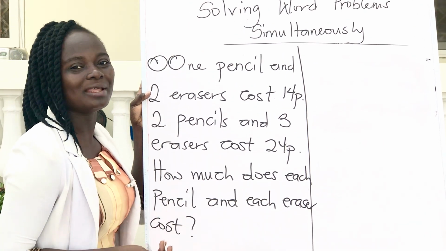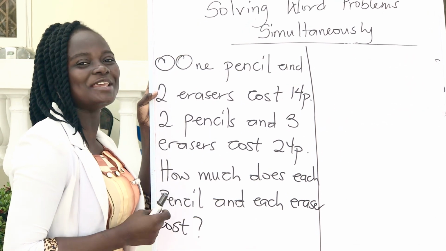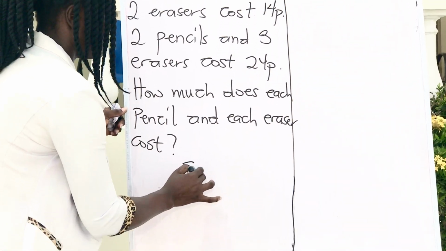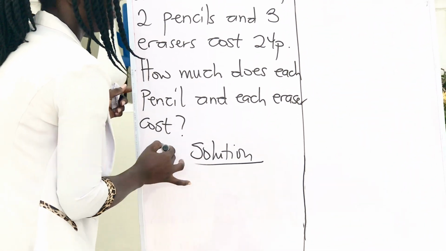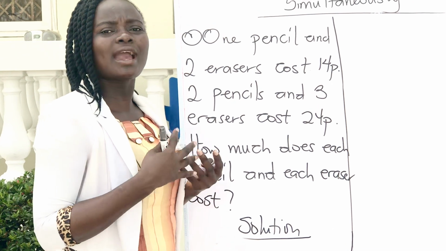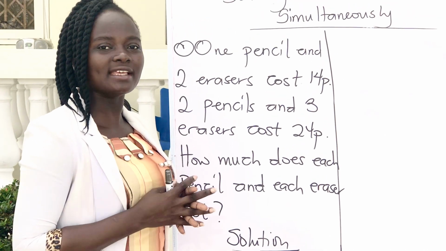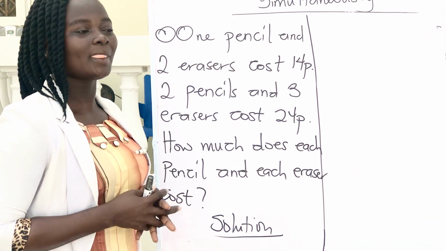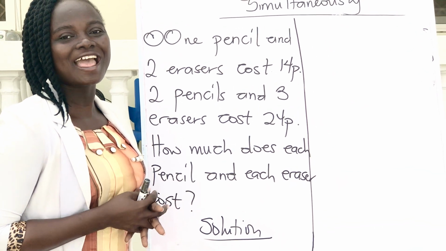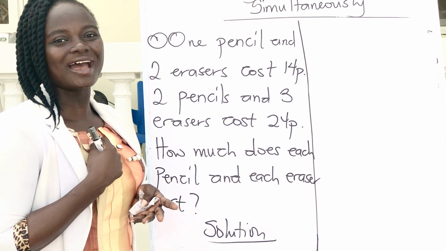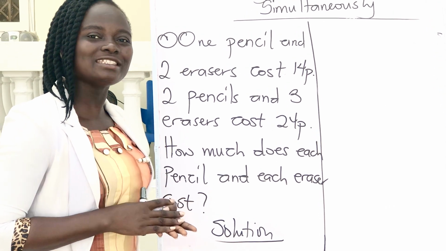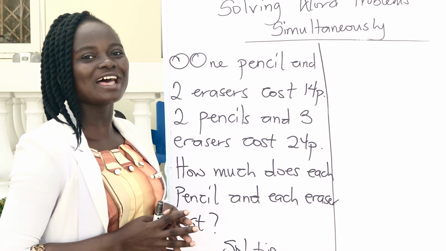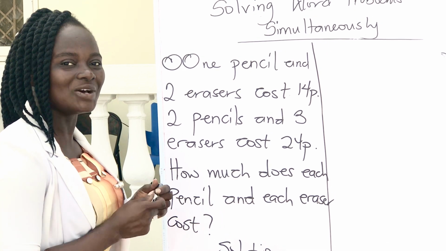It's a word problem, and so we have to solve it simultaneously. In this case, you can represent each pencil and each eraser by a variable, any variable you want. I'm going to choose X and Y variables. So I represent my pencil with an X variable and eraser with a Y variable. So let's go through.